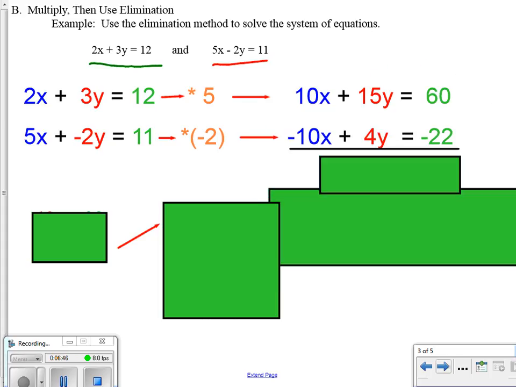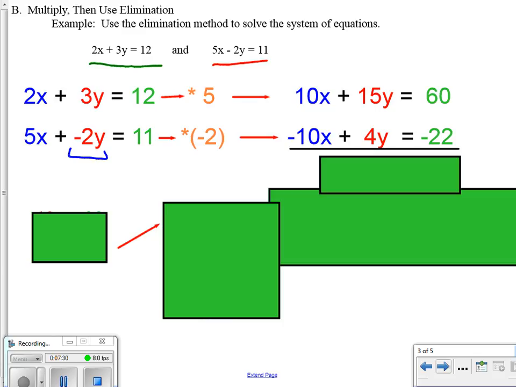The second equation then, if I multiply everything by negative 2, 5x times negative 2 is negative 10x, this piece here. Negative 2y times negative 2. And again, that's why I changed this into an addition problem, 5x plus negative 2y. It keeps this straight, that it's negative 2y times negative 2. Well, a negative and a negative is positive. 2 times 2, that's where we got this 4y. And 11 times negative 2 is going to be that negative 22. So that's where all of the pieces from our equations came from.